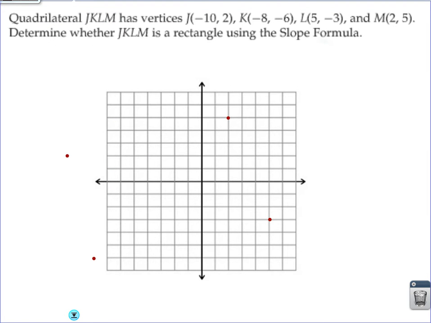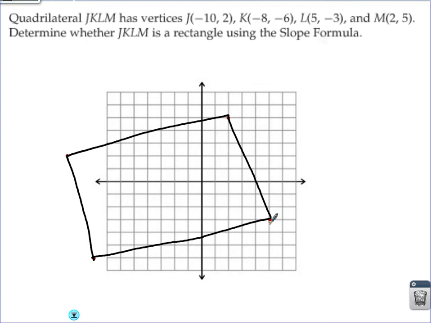Now let's do it the easy way. Slope. Let's prove that it's a rectangle by using our slope. And let me give you a word of advice. You see how spread out those points are? Actually put those points on there. -10, 2. And this is -8, -6. Because counting might not be the best method. 5, -3.